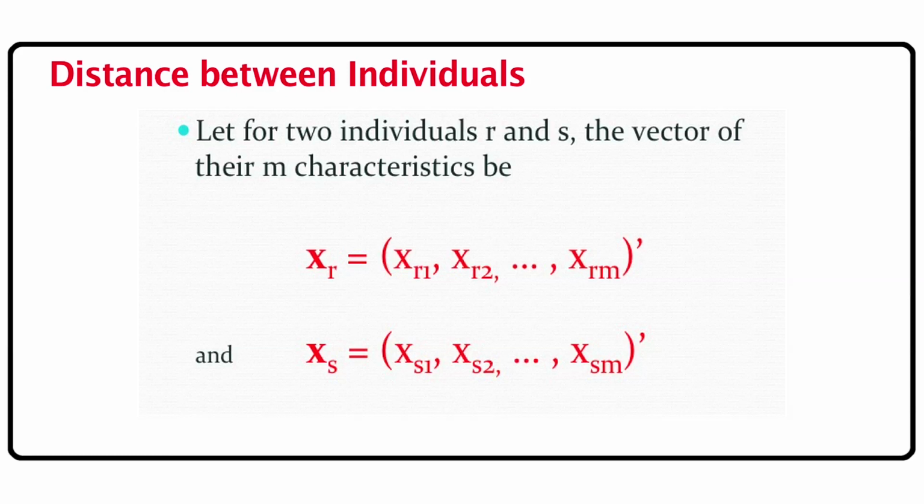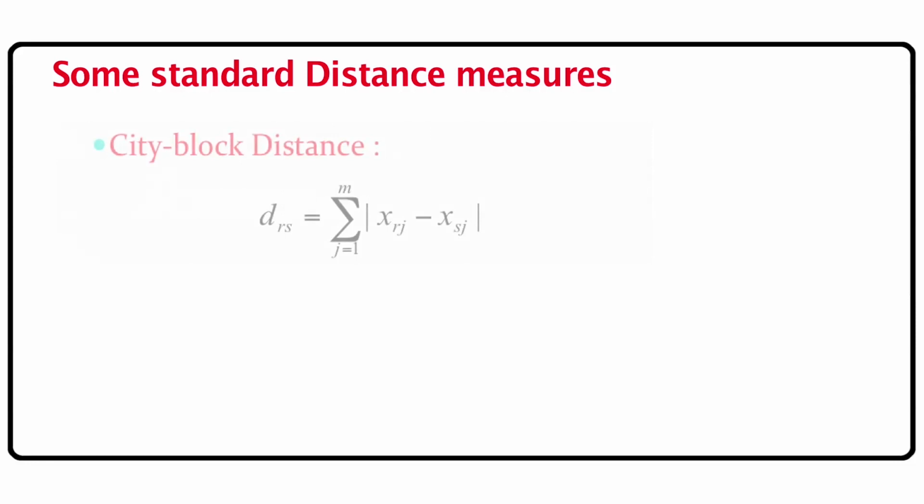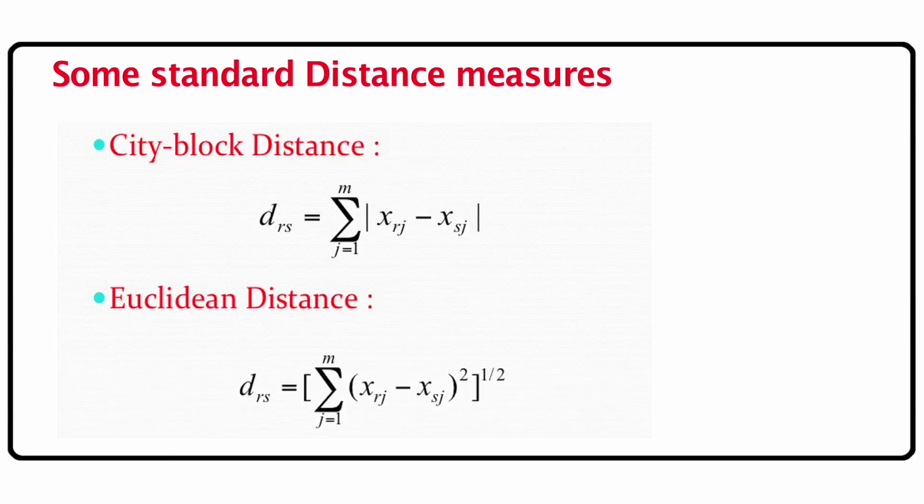There are various measures that we can use. The simplest of these measures is referred to as the city block distance or the Manhattan distance. This is given by the summation of the absolute difference between each of these characteristics of the two individuals. So, it is summation j equal to 1 to m of modulus of xrj minus xsj. As opposed to this, the other very popular measure that is used is the Euclidean distance, which is the square root of the sum of the squares of the difference between each of the characteristics of the rth and the sth individual.